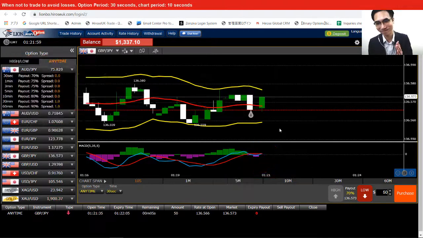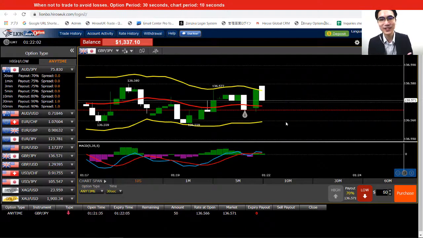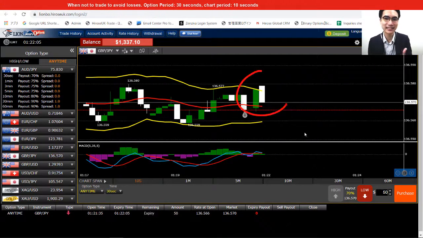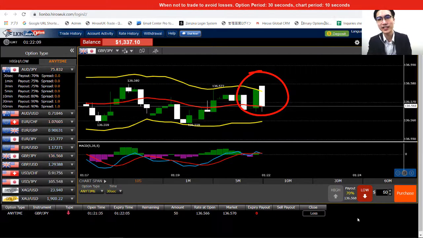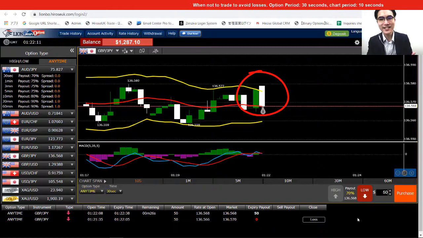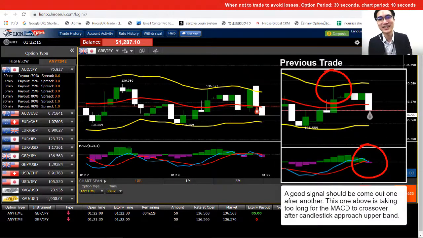And now I think I'm going to lose this trade here. But now you see the candlestick is touching the upper band again, so I'm just going to open another trade here. Okay, just now I regretted it instantly after I placed that trade.